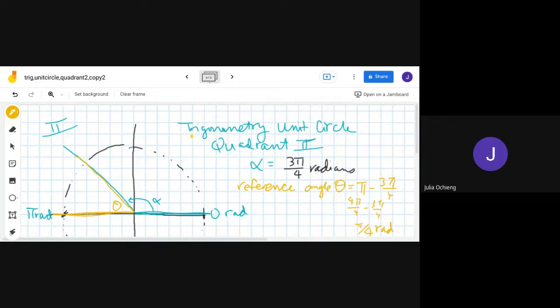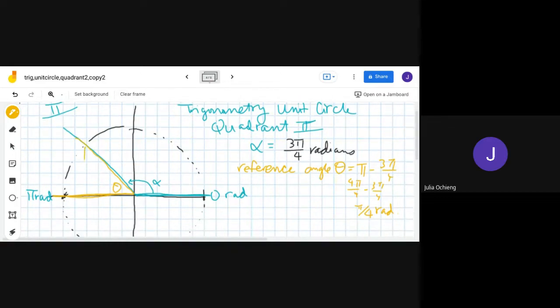In order to find all the trig values of this angle theta, remember that the coordinate of this point over here is going to be negative x, or whatever the cosine of the angle is. Let's do this in blue because it's going to be the cosine of 3 pi over 4, comma, sine of 3 pi over 4.